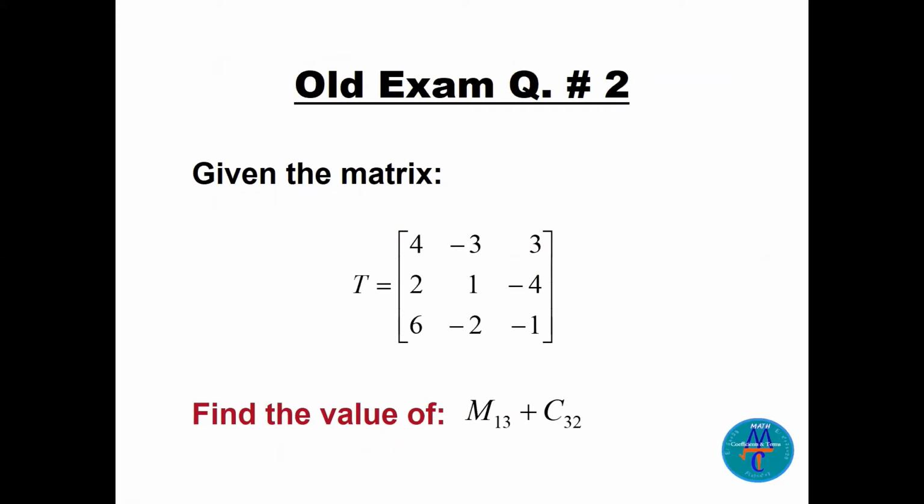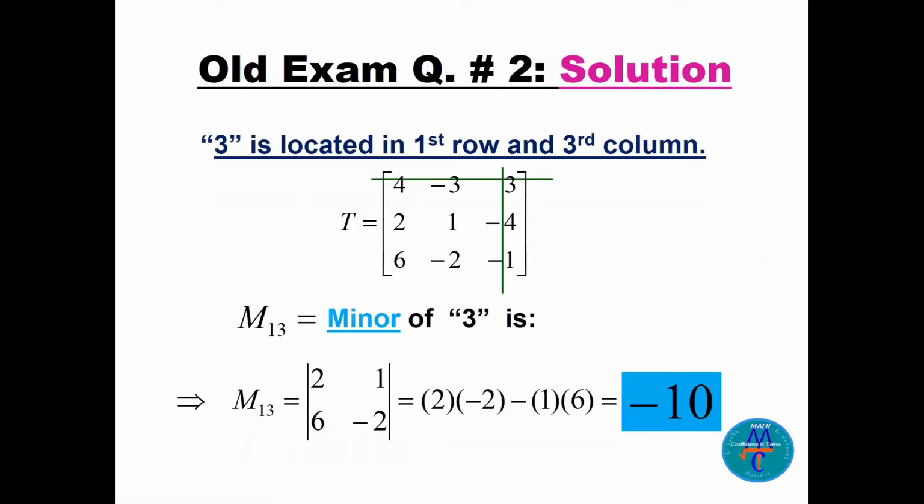Given the matrix T, with rows 4, minus 3, 3; 2, 1, minus 4; 6, minus 2, minus 4. Find the value of capital M13 plus capital C32. This is a minor, this is a cofactor. I think you have seen that in the lecture.